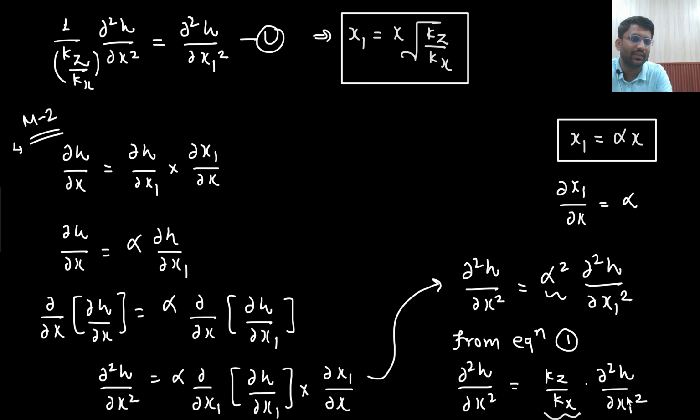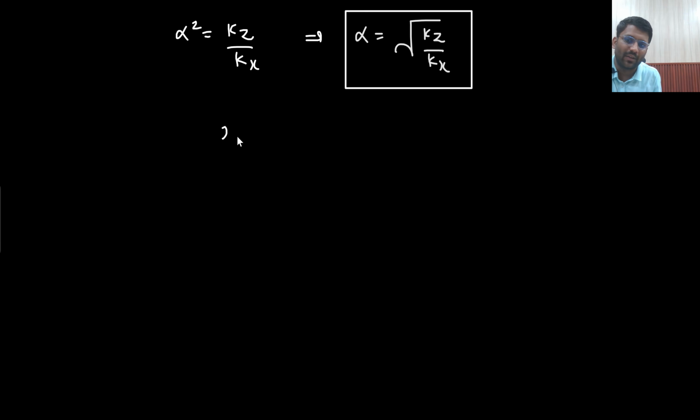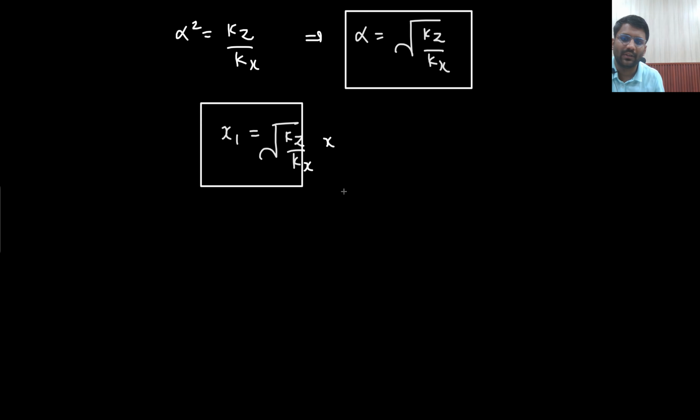Directly we are solving the question. What is the value of alpha you are getting? The value of alpha we are getting is under root kz by kx. That means what is x1? X1 is simply coming out to be under root kz by kx into x. There you go. Same answer we are getting. This is the answer that we have.